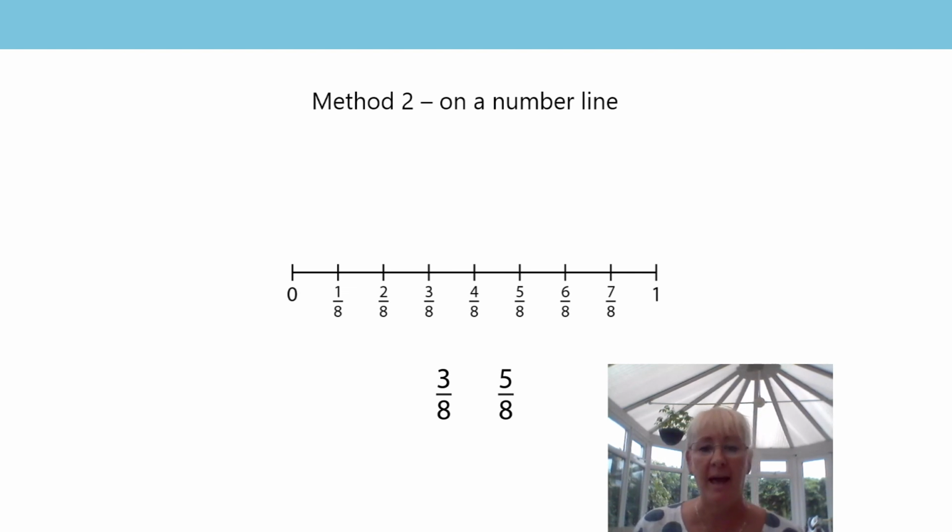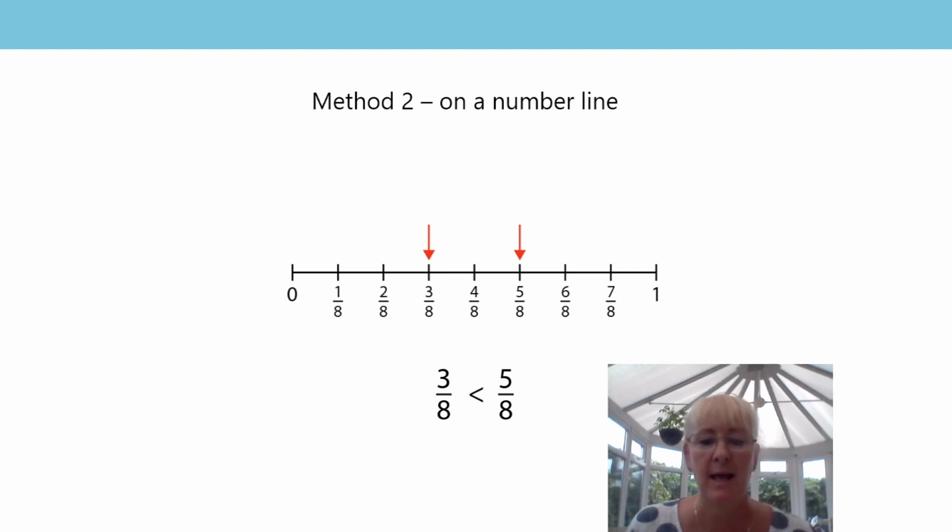Okay, have you marked them on there? Let's see how we did. So we've got 3/8 there, we've got 5/8 there. So we can see that 3/8 and 5/8. Now we need to put in the missing inequality symbol to show this. So which one do we need to put in there?